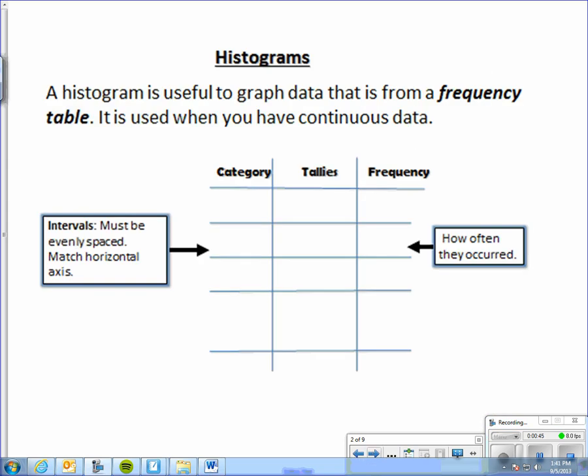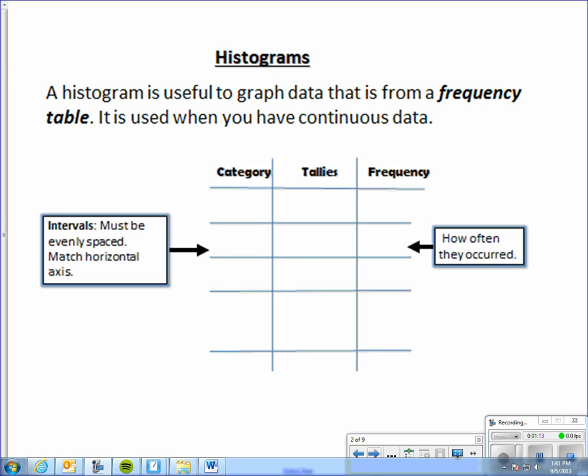First thing I want to talk about with histograms is a histogram is useful to graph data that is from a frequency table. It is used when you have continuous data. So anytime we have data that continues on and is a timeline, so to speak, that's a great time to use a histogram. As it says in the sentence, when you make a histogram, you first have to create a frequency table. So I've given you a sample frequency table.